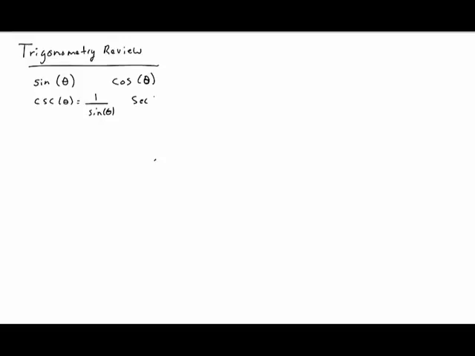Secant theta is 1 over cosine theta. And then we can also talk about tangent theta. Tangent theta is the ratio of sine over cosine.